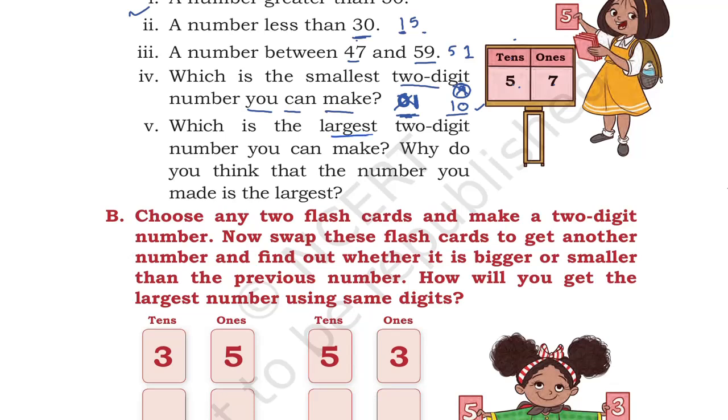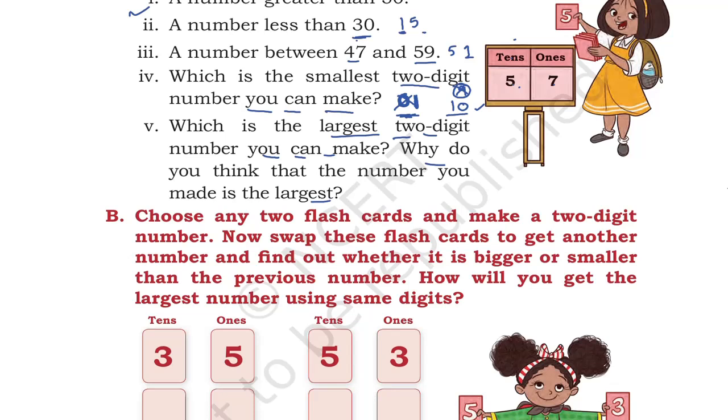Which is the largest two digit number you can make? Why do you think that the number you made is the largest? So let's see. Is 92 the largest two digit number? No, we have so many numbers after that. 93, 94. Okay. Is 100 the largest two digit number? No, it is a three digit number.